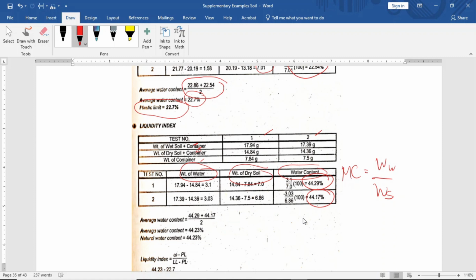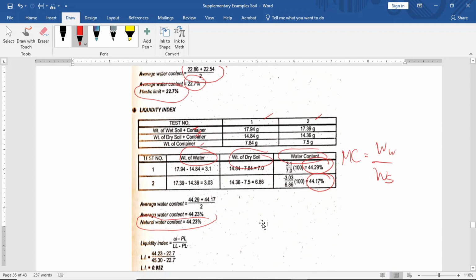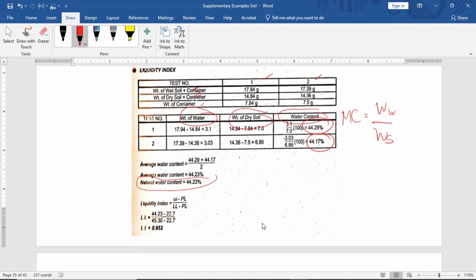Ito na yung natural water content para sa liquidity index. Ito ang given natin is water content. Ito yung natural water content natin. Kung ano yung average water content na solve natin, yun na rin yung natural water content natin.